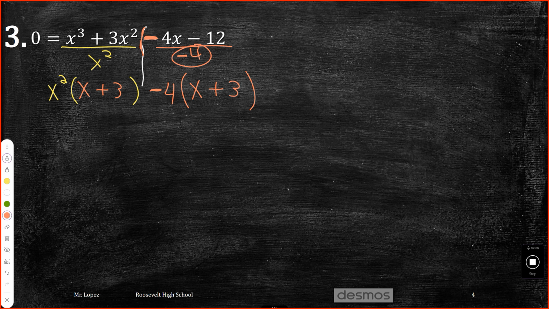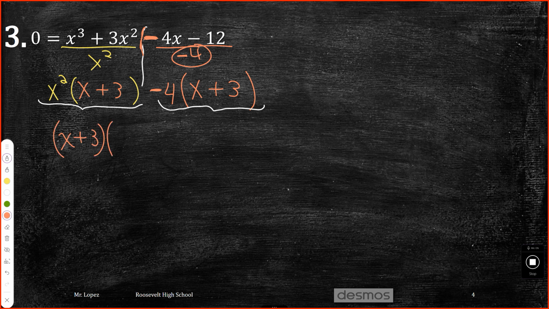Now, I went from 4 terms to 2 terms. This is a term. This right here is a term. So you've got 2 terms. What do they have in common? Don't they have something in common? They both have the x plus 3. So now they're both going to give that away. We're going to give away that x plus 3.